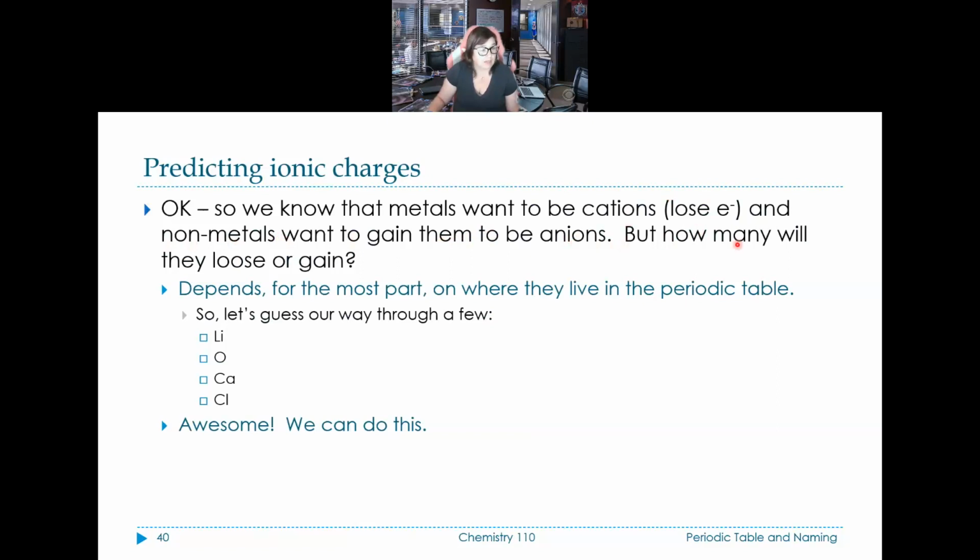And nonmetals want to gain electrons to become anions. But how many will they lose or gain? And that depends, for the most part, on where they live in the periodic table. So we're going to talk through a few of these. I'm going to have all of these written over here, but we're going to talk about lithium, oxygen, calcium, and chlorine. And I'm going to show you a periodic table so that we can try and do this.